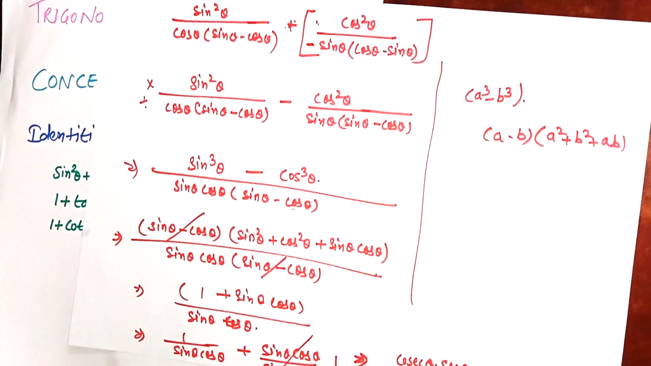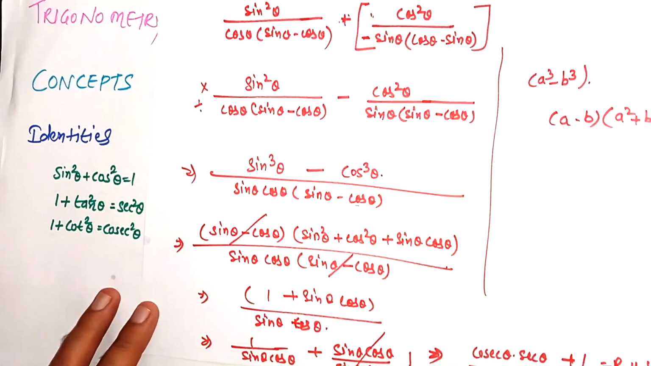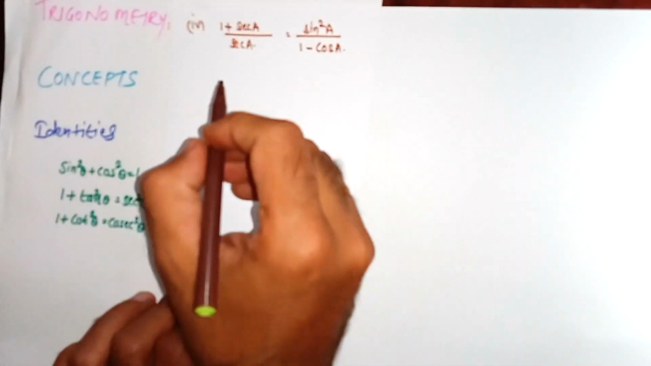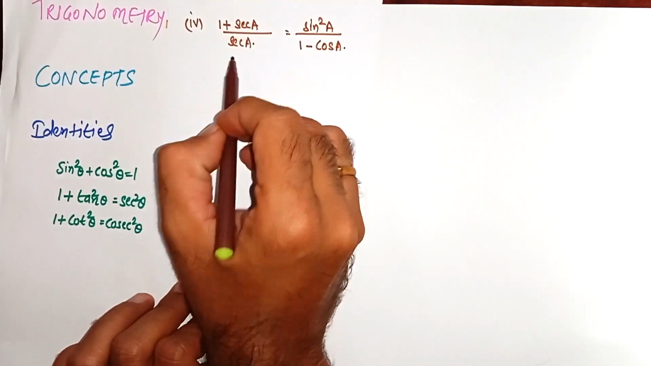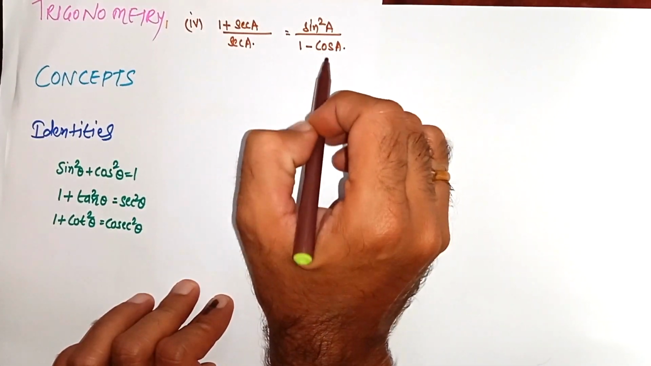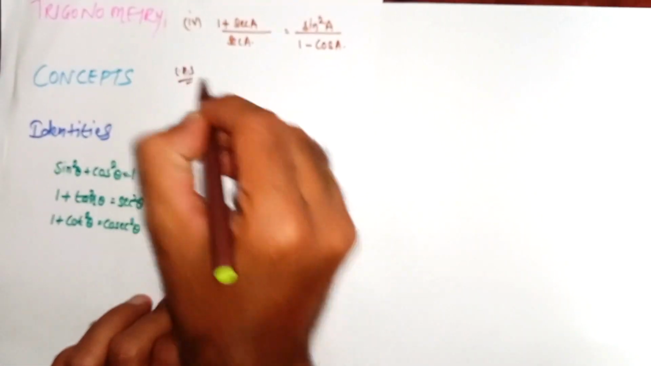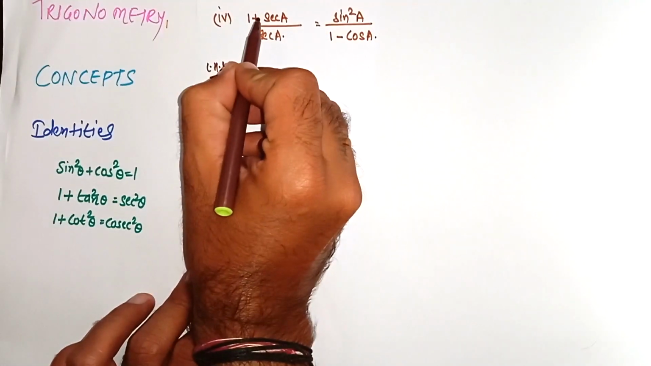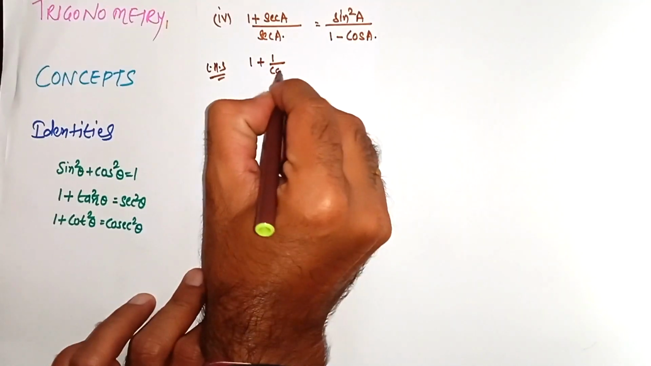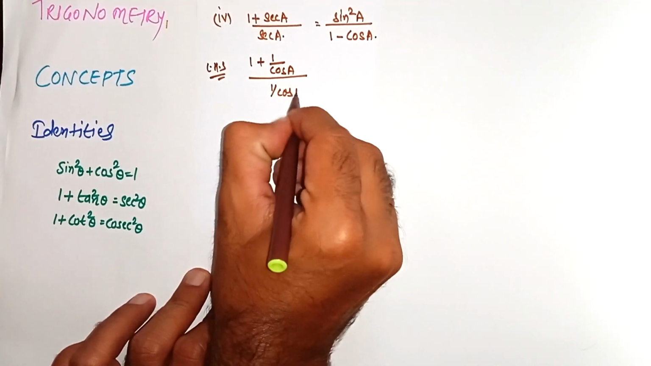Now coming to the 4th question, you can see it once. Let's come to the 4th part now. What does it say? 1 plus sec a upon sec a, we have to prove equivalent to sin square a over 1 minus cos a. So let's take the LHS first. And what is our first step? First step is to turn into sin and cos. What is sec? Sec is 1 over cos a. And what is sec? Again 1 over cos a.